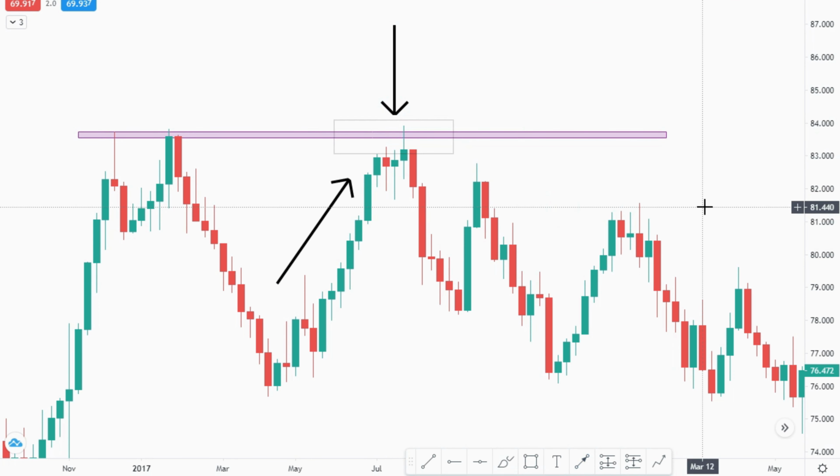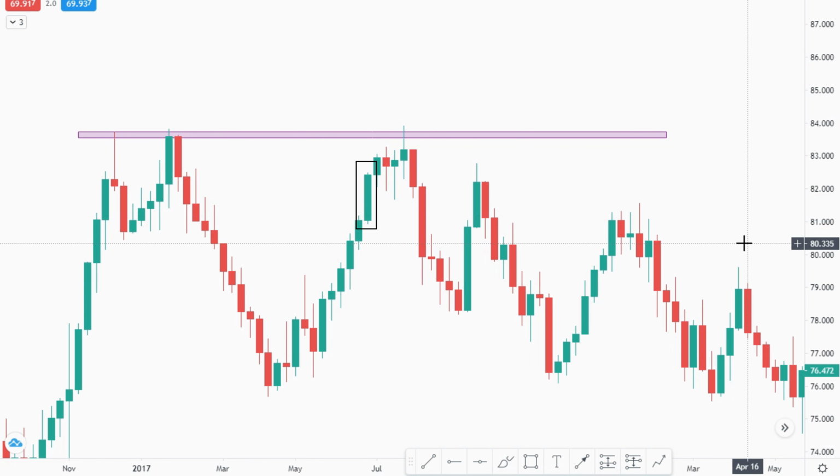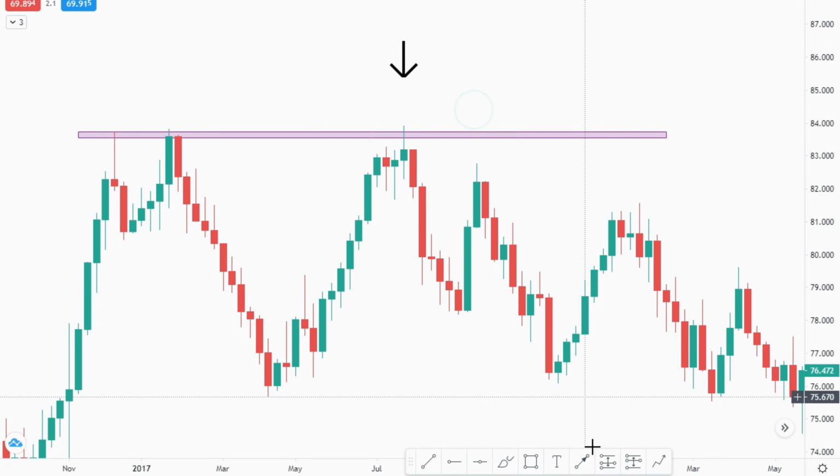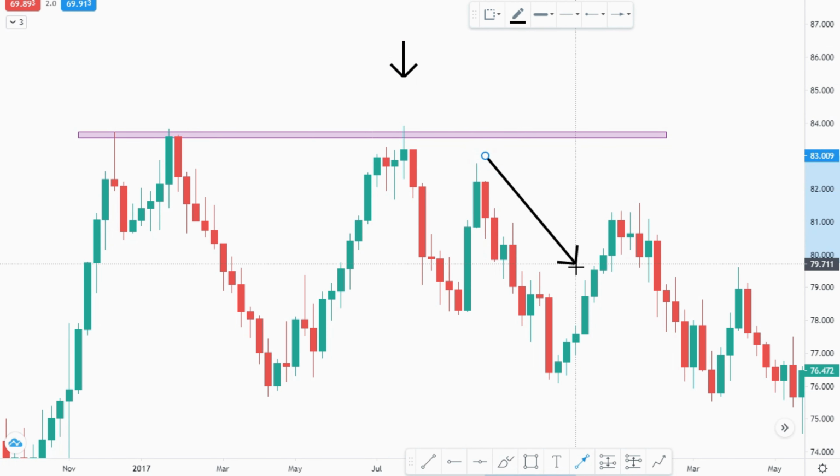What we got was a big candle followed by a smaller candle, followed by an even smaller candle, also a hanging candle, another hanging candle, and a long wick candle which is rejecting the key level. Finally, price dropped down, giving us a good short trade opportunity.